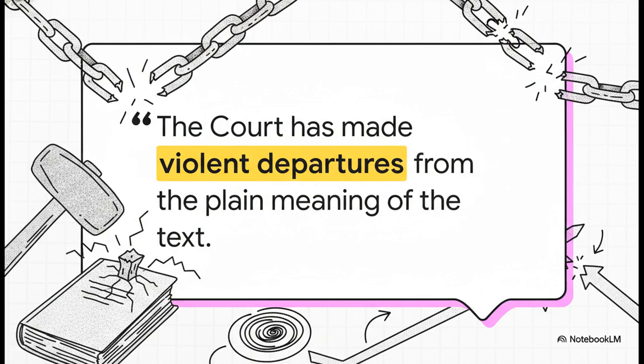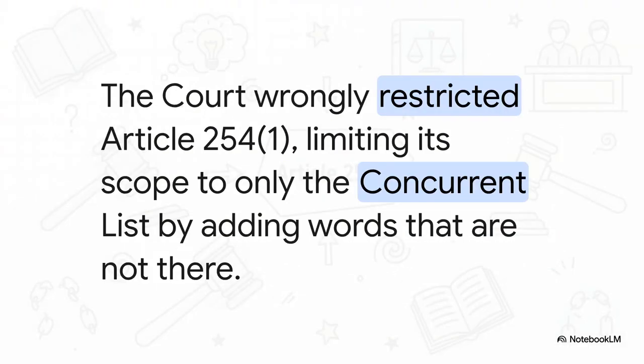He does not mince words. He calls the court's decision a violent departure from the plain meaning of the text. He's not just suggesting a minor error in reasoning, he's basically accusing the court of ignoring what the Constitution clearly says. So what's he really saying? His core thesis is that the court essentially took a red pen to the Constitution. By saying the repugnancy test only applies when both laws come from the concurrent list, the court, in his view, just made up a rule. It added a limitation, words and conditions, that simply do not exist in the actual text of Article 254.